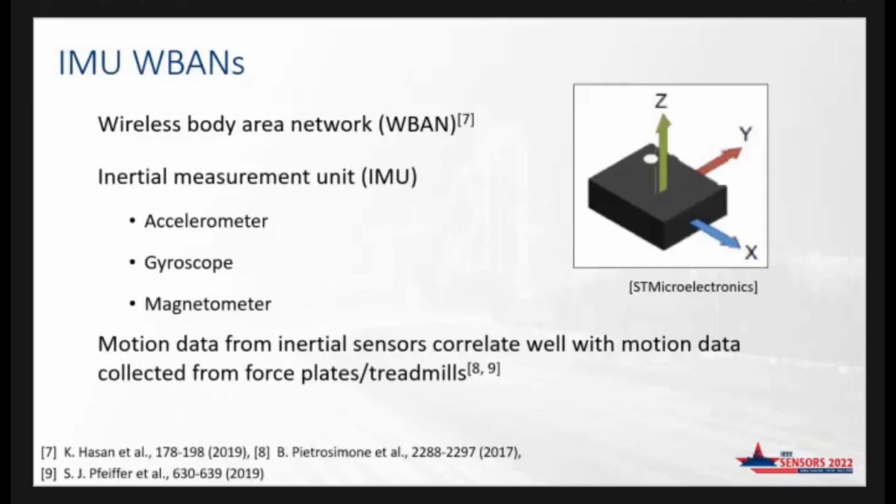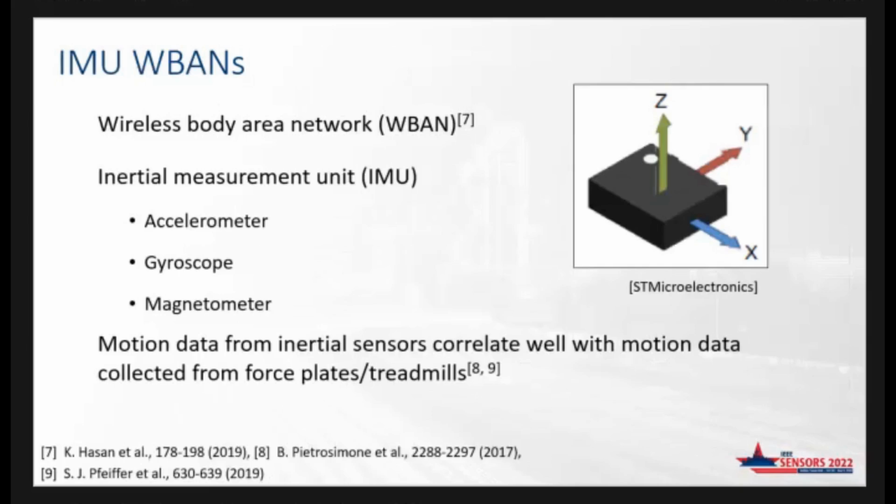So another possible alternative to using a force plate treadmill to analyze gait is to use a network of inertial measurement sensors in order to quantify the relative motion of the limbs. And ideally, if you have these wirelessly connected at several locations on the body to form a body area network, you can get a full picture of the subject's motion as they're using the sensors.